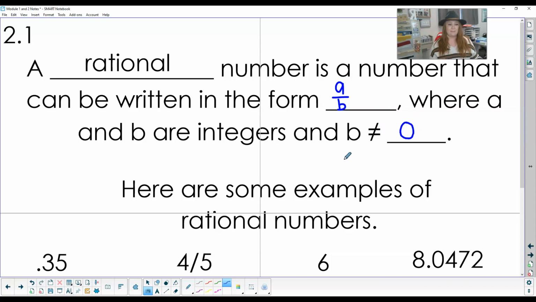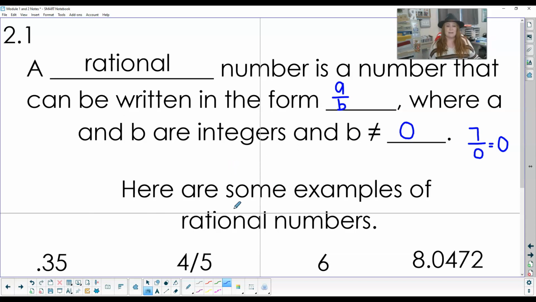Because if I made B equal 0, so if I had the number 7 for A and I put B as 0, 7 divided by 0, that equals 0. And 0 is not a rational number. It's kind of its own special thing.